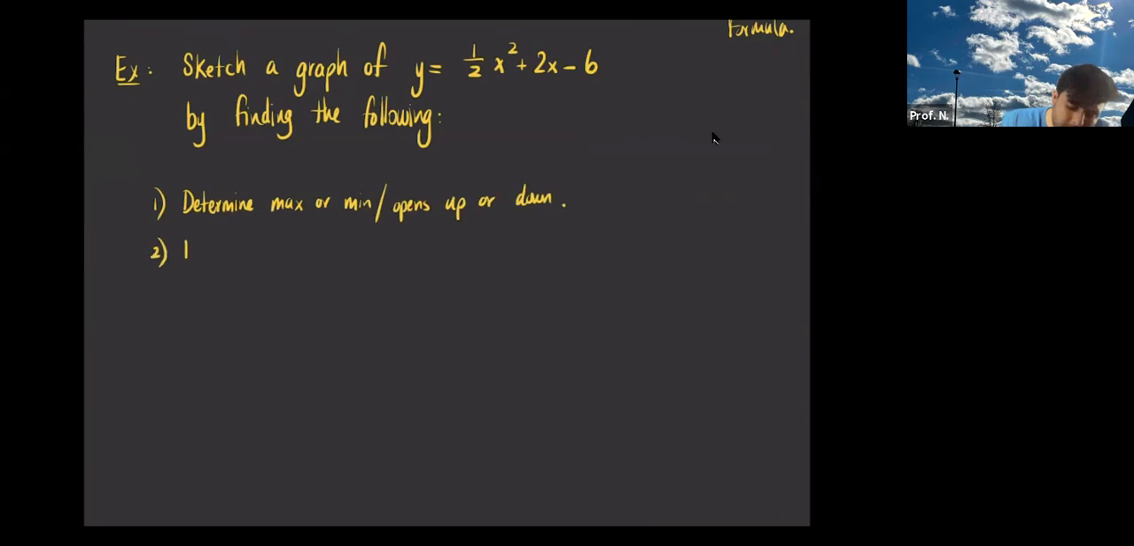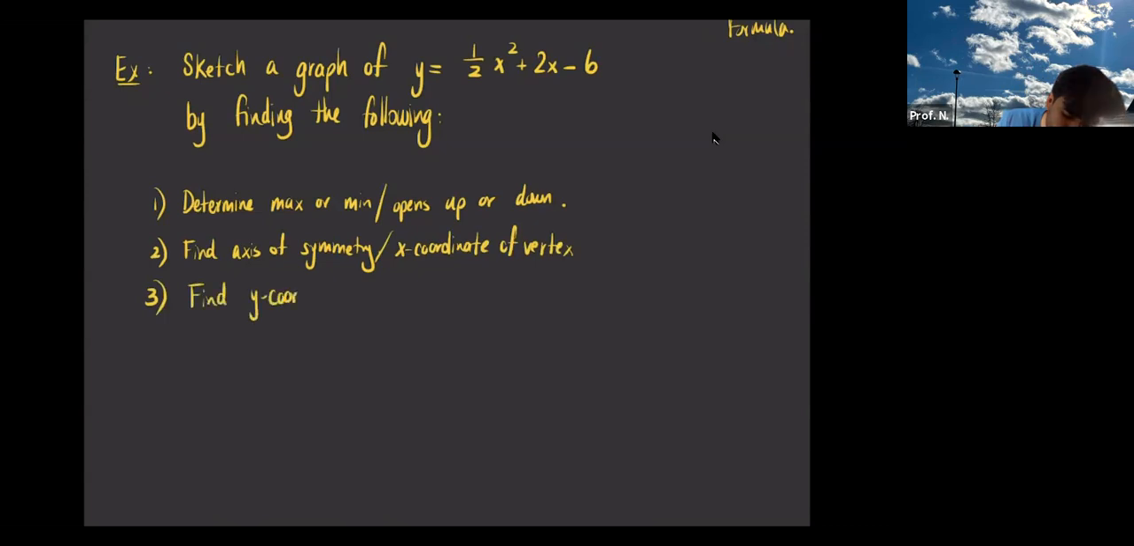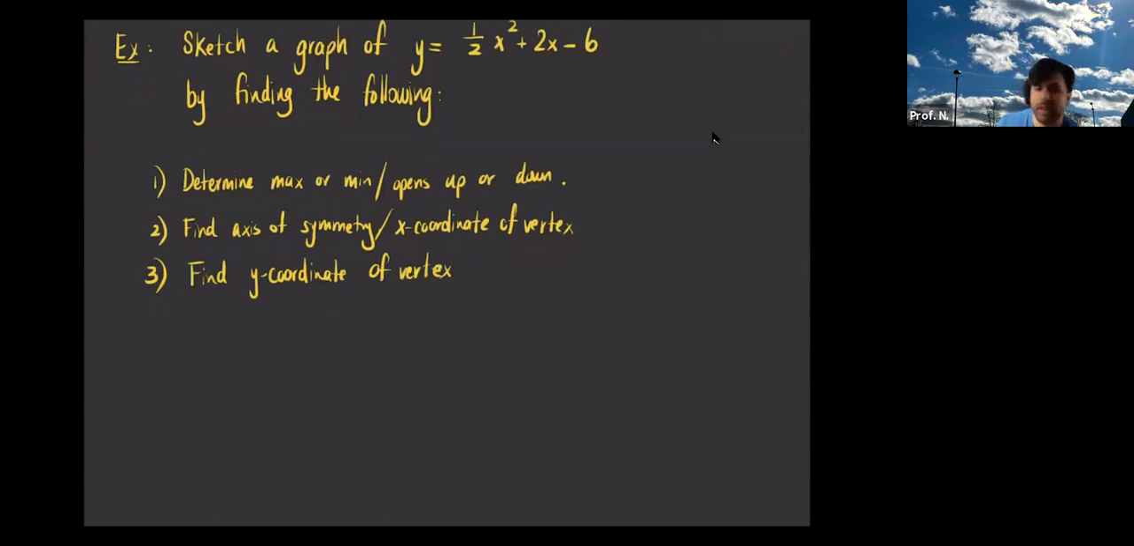The second thing is find the axis of symmetry, which is the same thing as saying find the x coordinate of the vertex. So once we find that, we can find the y coordinate of the vertex. And once we have the x-coordinate and the y-coordinate of the vertex, we got the vertex. The fourth thing is find the domain and range. Establish what the domain and range is.